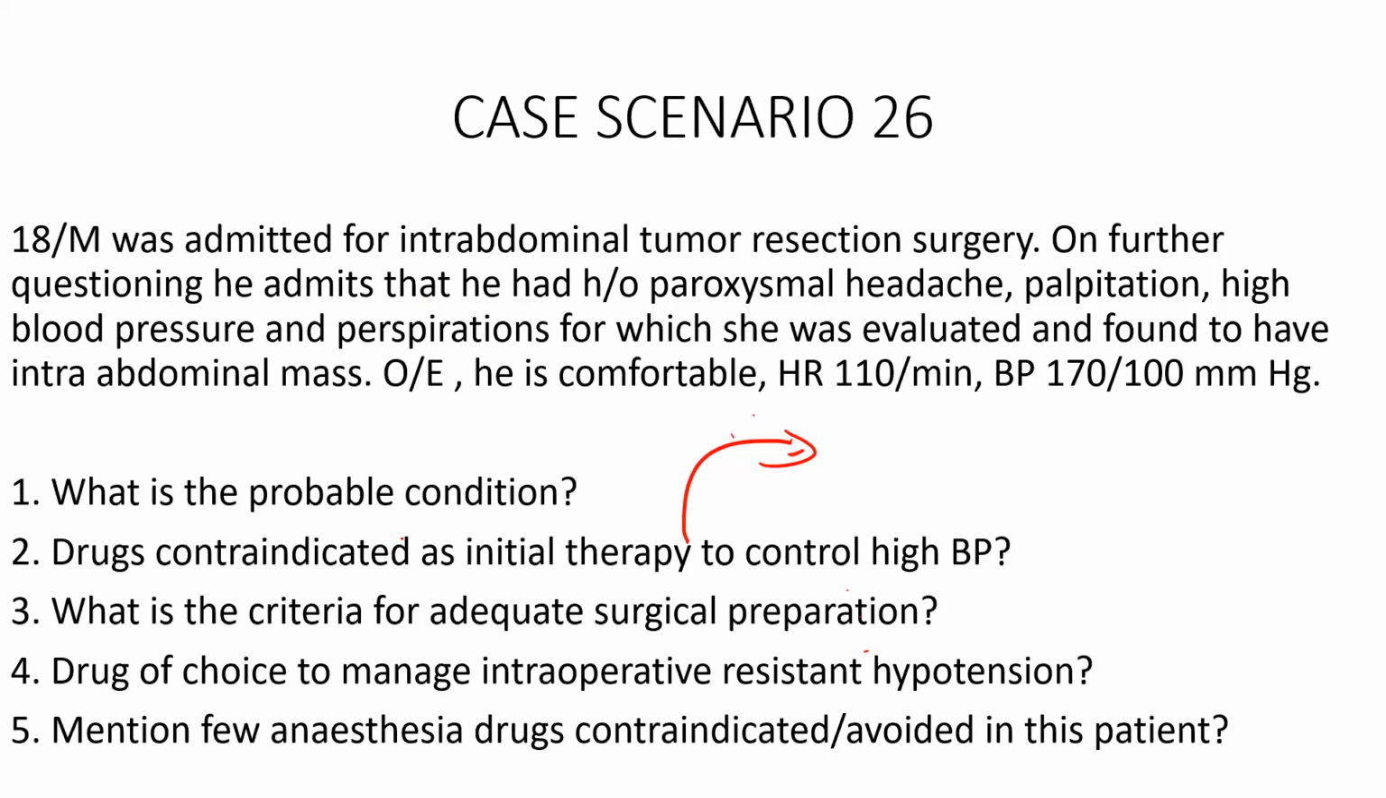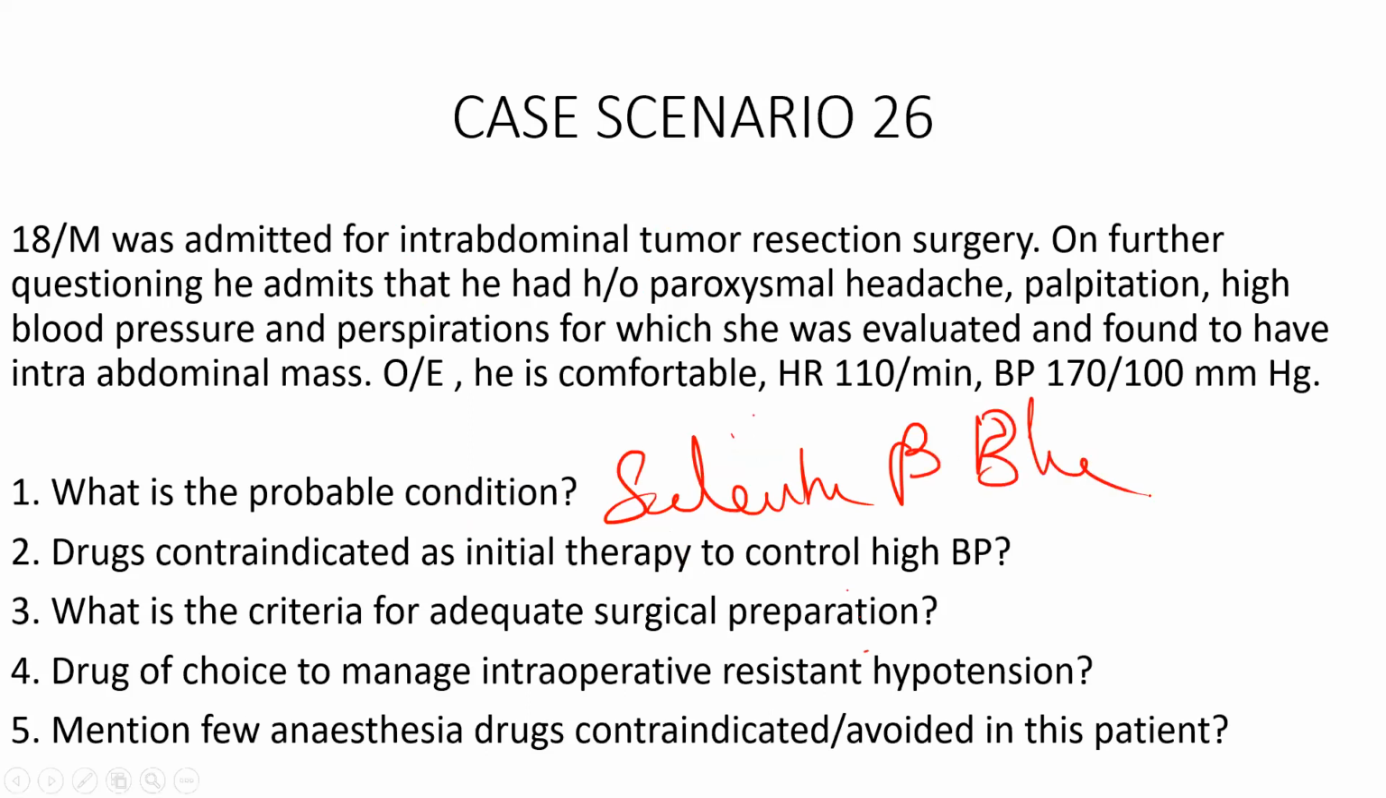Understand the word initial. Initially, beta blockers are not given. Selective or non-selective beta blockers have to be avoided. Why? Because uncontrolled alpha action will rise. There will be unopposed alpha 1 constriction that can enormously increase the blood pressure.